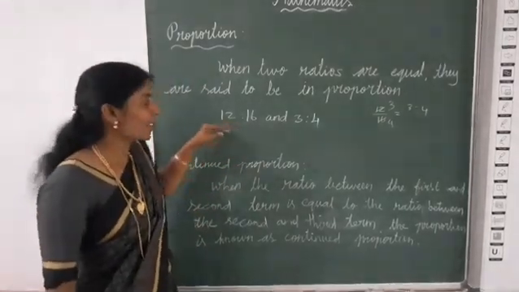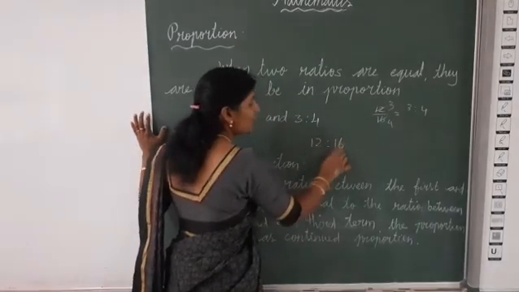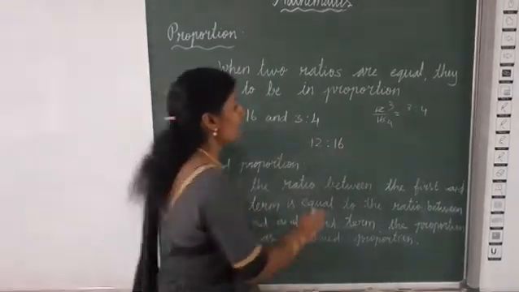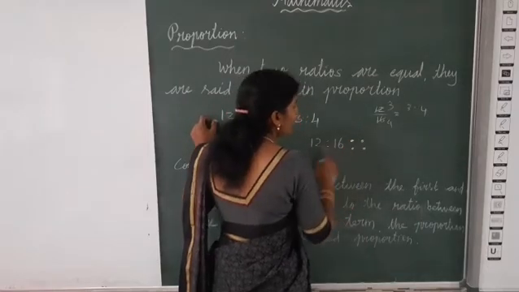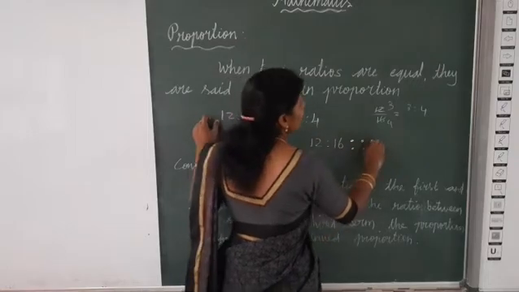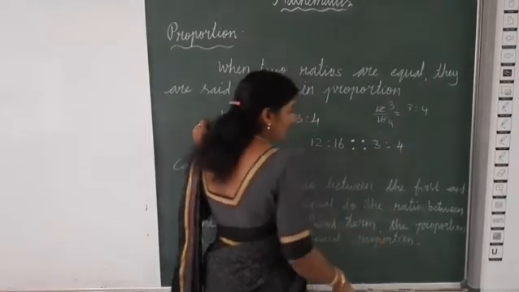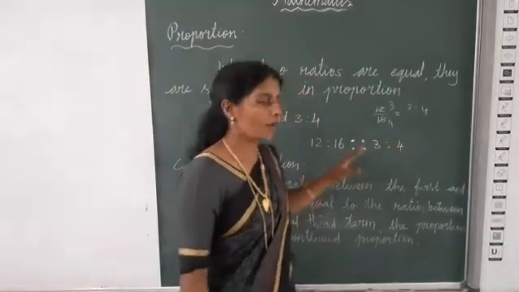We can write in proportion form 12 is to 16. How can you read? There is a proportion symbol. How can you read 12 is to 16 as 3 is to 4. 12 is to 16 as 3 is to 4.